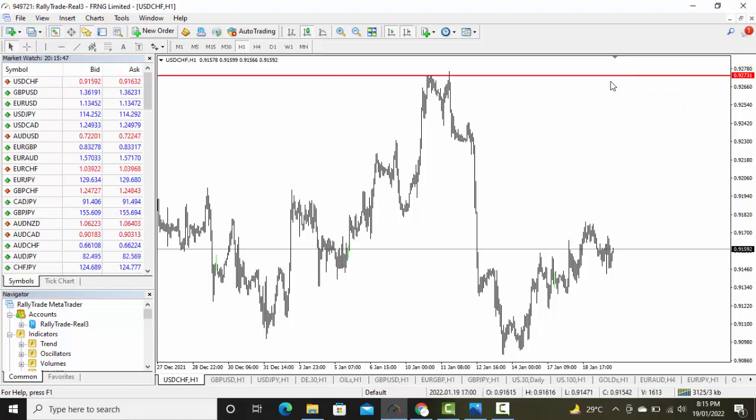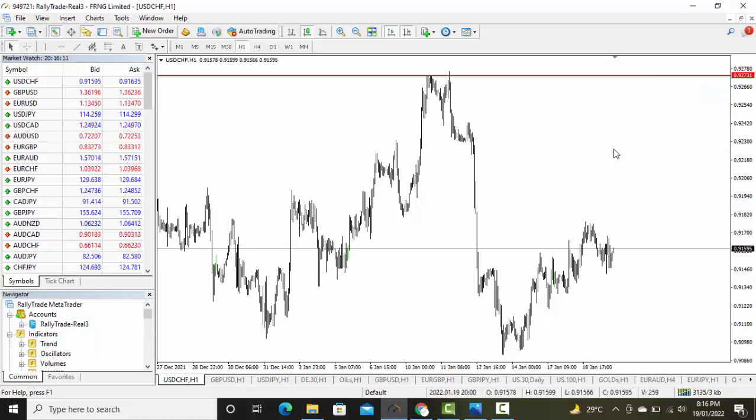So what I'm going to use around this price level is a sell limit. I'm going to sell above current market price, so that when price trades up as high as around this level, this particular resistance zone is going to reject price and price starts to move to the downside. That's a sell limit in this instance.